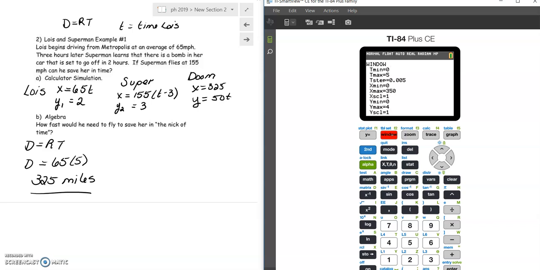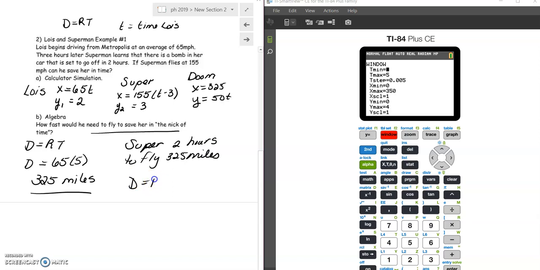We know that Superman didn't make it. So for the next question, how fast would he have to fly to save her in the nick of time? Well, Superman has 2 hours to fly 325 miles. So 325 equals rate times 2. His rate would have to be 162.5 miles per hour in order to save her just in the nick of time. All right, great example.